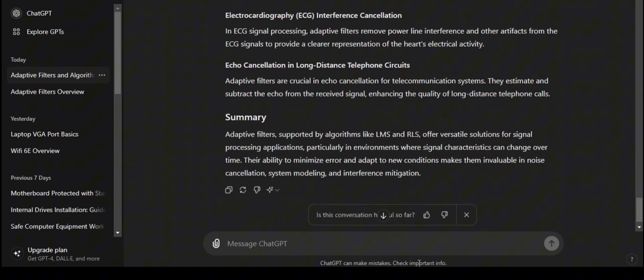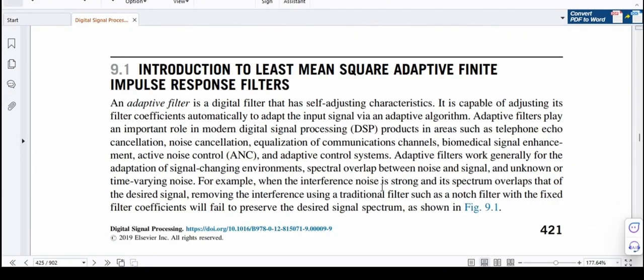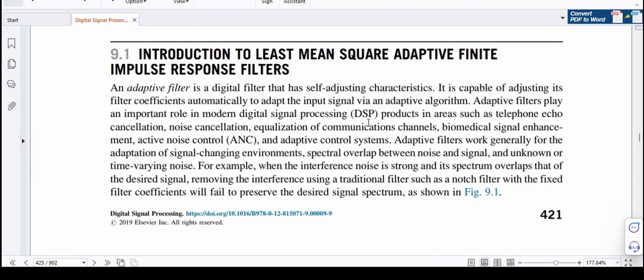In the book, as we see, the same topic is discussed but in a lengthier form. First of all, we have a definition: it is a digital filter that has self-adjusting characteristics. It is capable of adjusting its filter coefficients automatically to adapt to the input signal via an adaptive algorithm. So it plays an important role in DSP, as we discussed earlier.